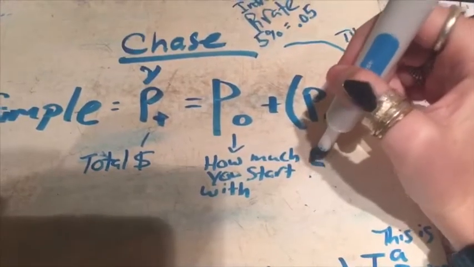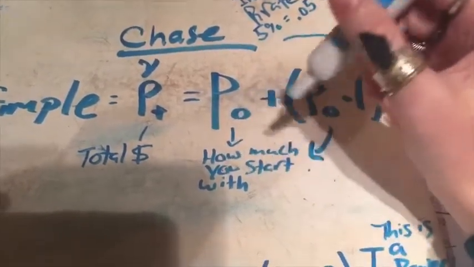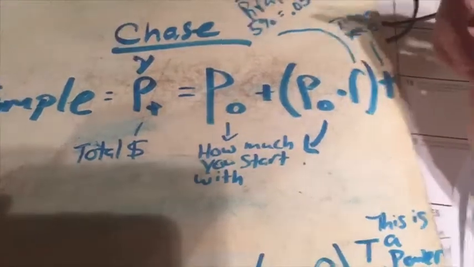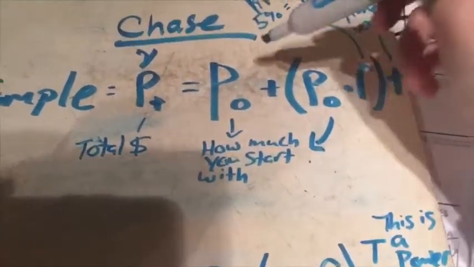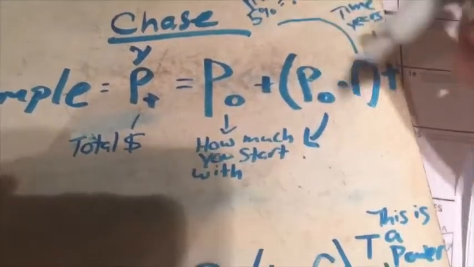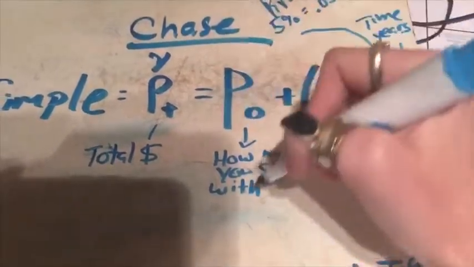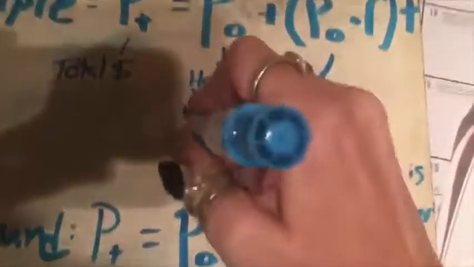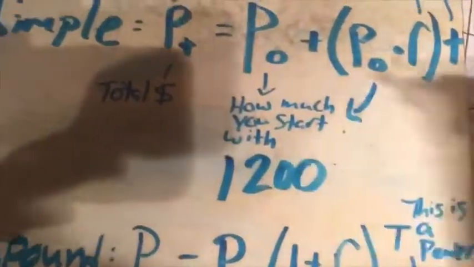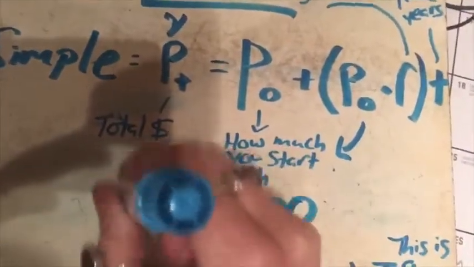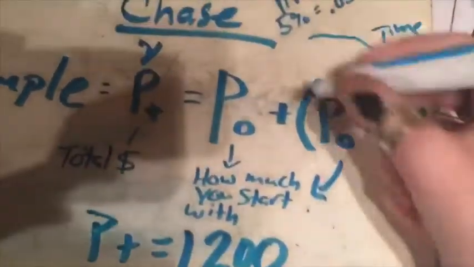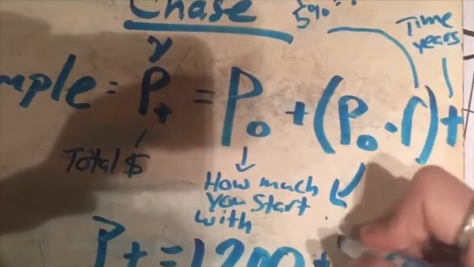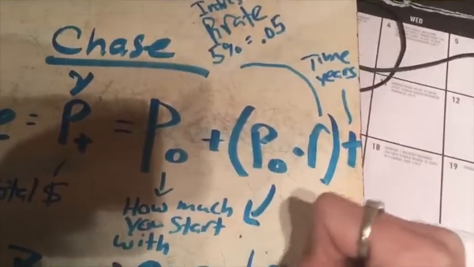So in Chase's example, I believe he started with $1,200 that he was going to put in that bank account. So you would have to do that initial amount. So it would be 1,200, right, is equal to your PT. And plus to that, add to that your PO again.